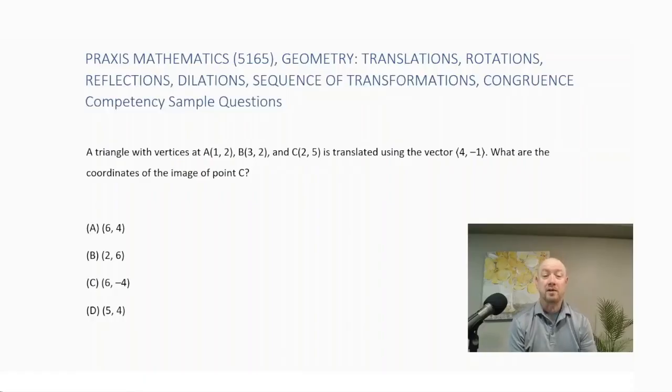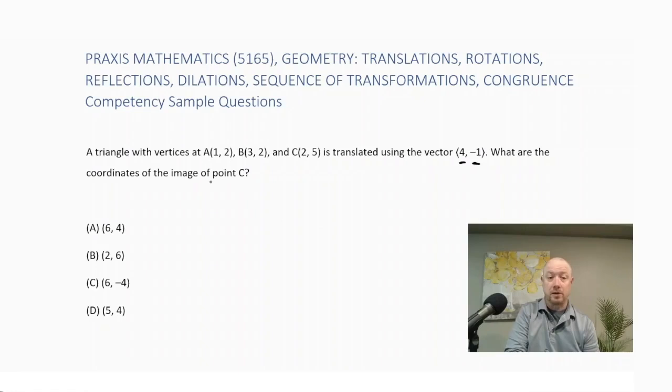A triangle with vertices at A(1,2), B(3,2), and C(2,5) is translated using the vector (4, -1). What are the coordinates of the image of point C? Okay, in order to do a translation, our vector is giving us direction. So that means our points are going to be translated +4 for the x-coordinate. So we add 4 to the x-coordinate and -1 to the y-coordinate.